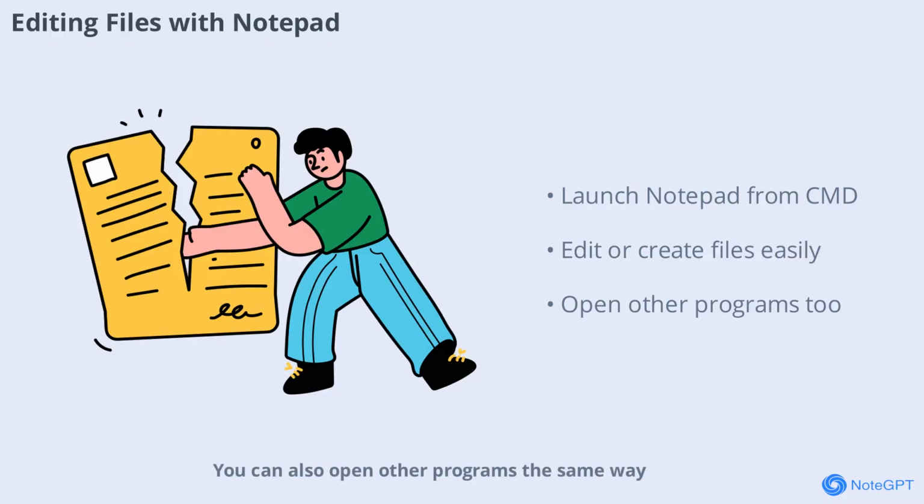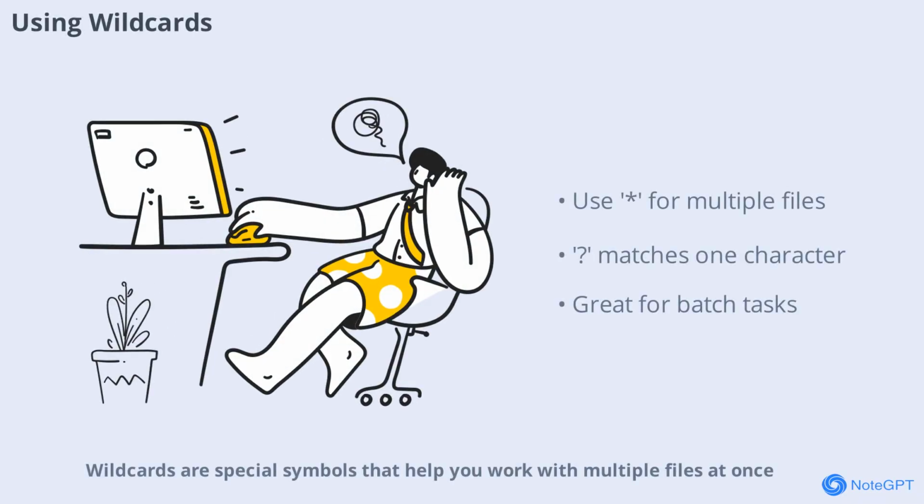You can also open other programs the same way, making Command Prompt a central hub for your workflow. Wildcards are special symbols that help you work with multiple files at once. The asterisk matches any number of characters, and the question mark matches a single character.